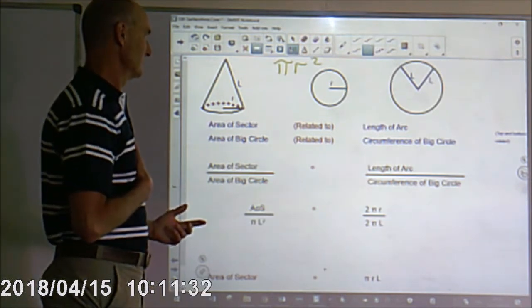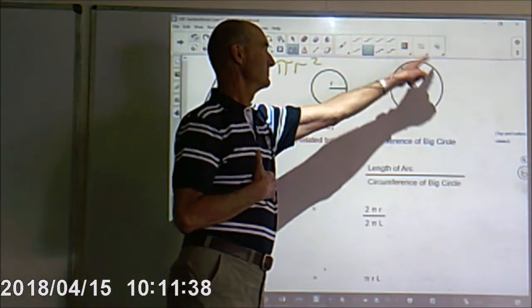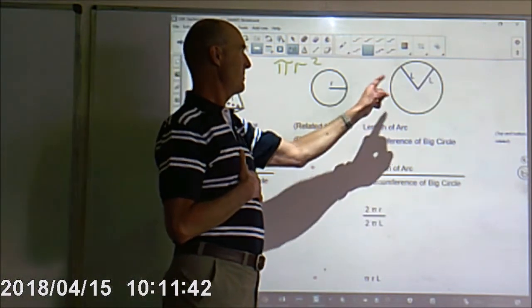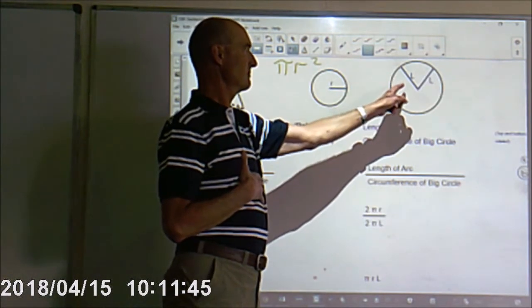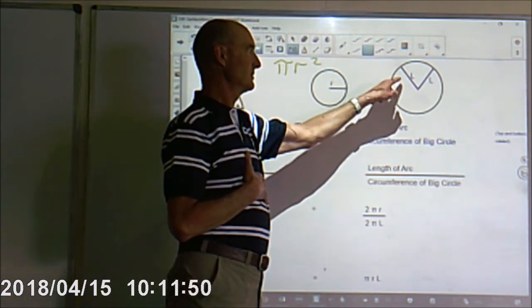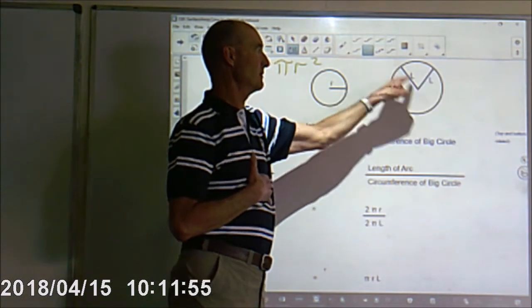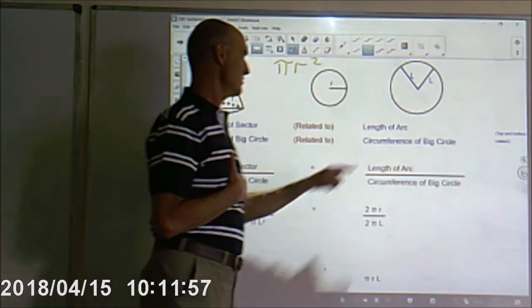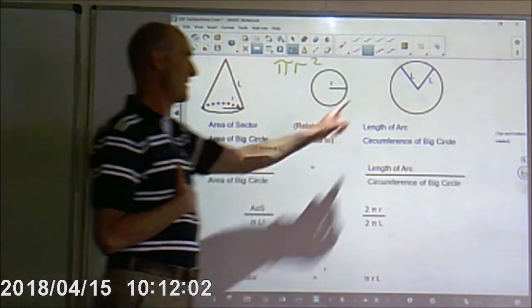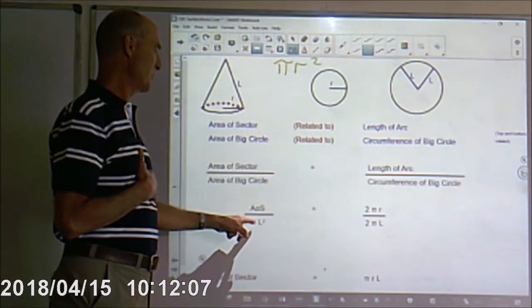Now, what's the area of the big circle? Pi r squared is the formula for the area of a circle. But here, I'm using L. L represents the radius, if you like. So the area of that big circle is pi L squared. The area of that whole circle, pi times the radius squared, is pi L squared.